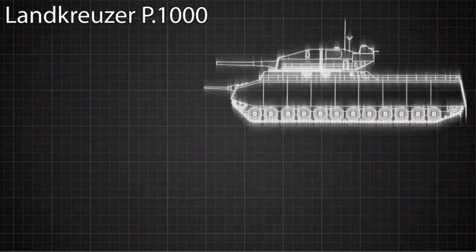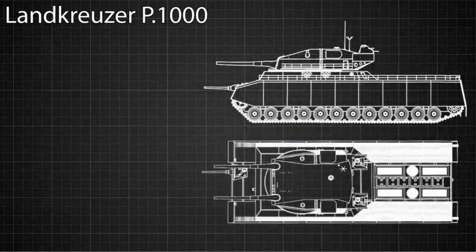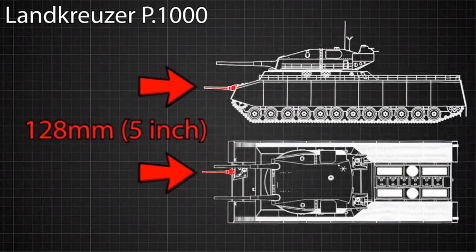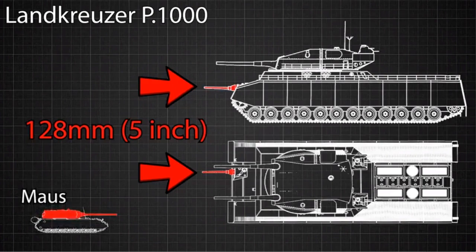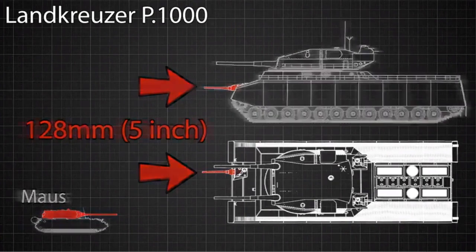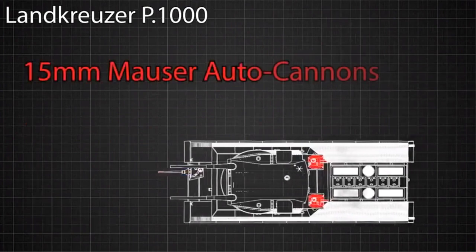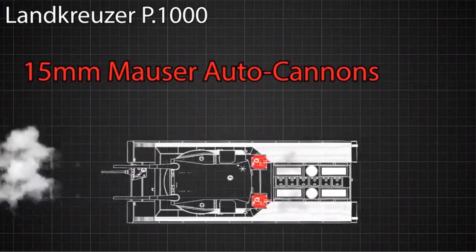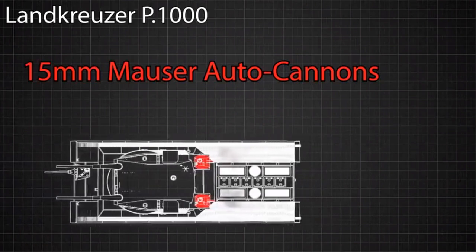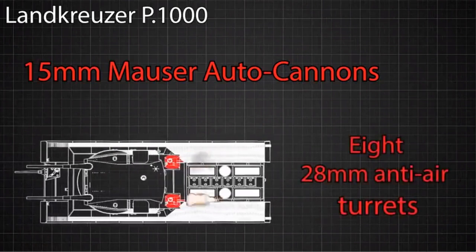In addition to this terrifying main cannon, the Landkreuzer was also armed with a 128mm anti-tank gun, which means that its secondary cannon was the same size as the main cannon on the Panzer VIII Maus. It also would be equipped with 2 15mm Mauser autocannons capable of shredding smaller vehicles to pieces, and a total of 8 28mm Flak 38 anti-air guns to defend the behemoth against air attacks.